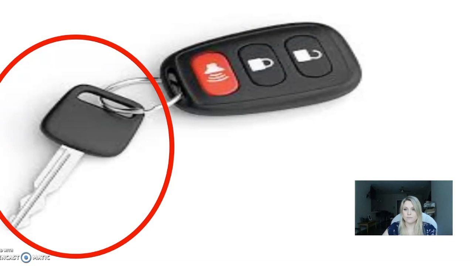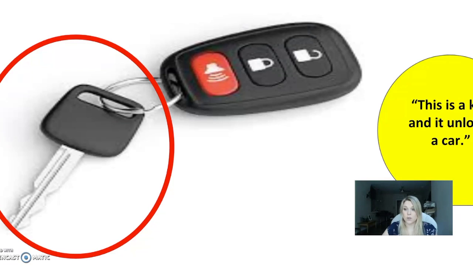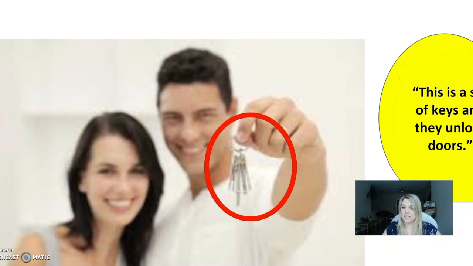Okay, Carson? You're correct. This is a key and it is used to unlock a car. So we're going to have one more. Again, think about what this is and what it does. Okay, Sam? Okay, Sam, you're correct. This is a set of keys and it unlocks doors. So it looks like you guys have a pretty good understanding that keys are used to unlock things. So we're going to take that and apply it to something different.